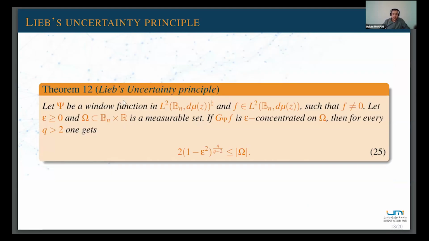Now we have the Lieb uncertainty principle. If we take a square integrable window function psi and a square integrable signal f, and epsilon positive, and omega in the unit ball times the real axis is a measurable set. If G_psi f is epsilon-concentrated on omega, then for every q we get this inequality: the measure of omega is greater than or equal to (1 minus epsilon)^2 to the power q over q minus 2.